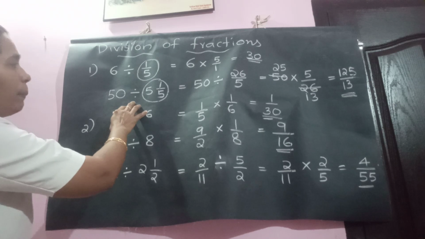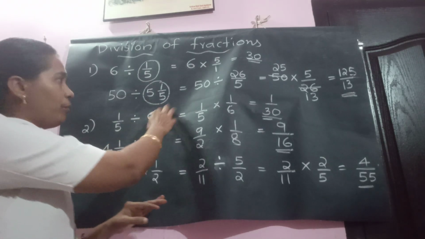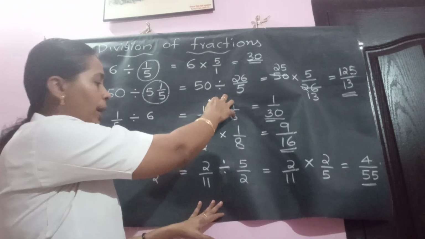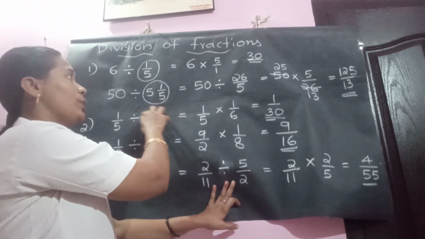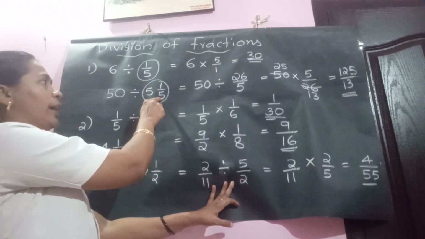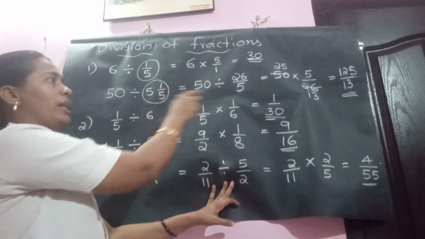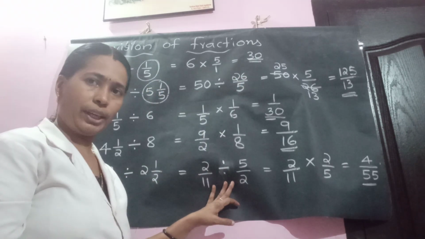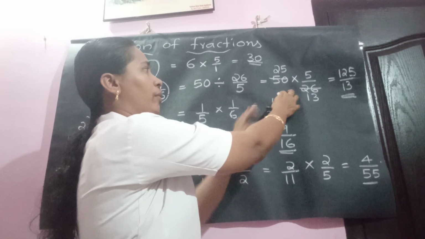So 50 divided by 5 1 by 5. 50 has no change, 50 itself. But 5 1 by 5, first you change to an improper fraction. So it will become 5 5s are 25, 25 plus 1, 26 by 5. Isn't it? Now let us start our operation.